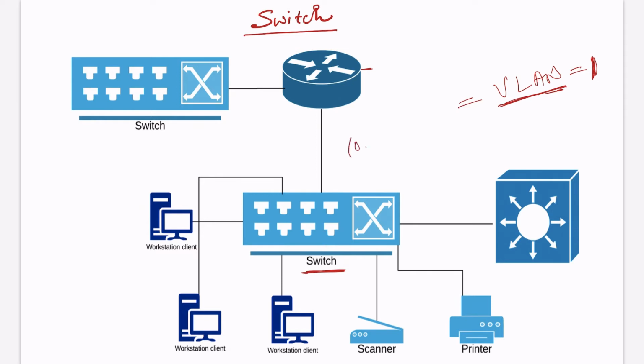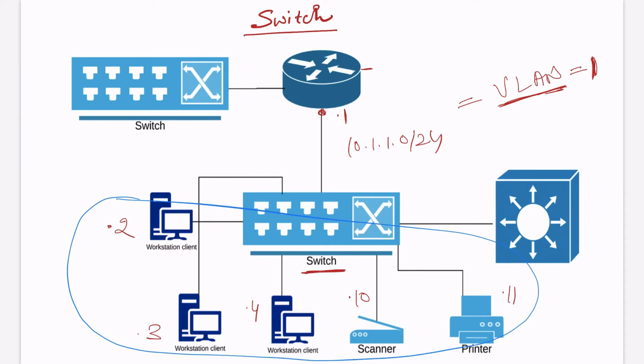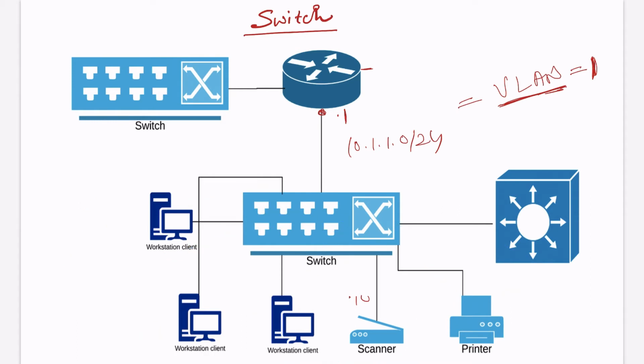Let's say the segment is 10.1.1.0/24. So you can assign the IP .2 here, .3 here, .4 here, .10 here, .11 here, and you can set up a gateway that is .1. So all of these devices, these 5, will be able to communicate directly. These do not need to go to this router because these are part of same network. Means if this workstation has to talk to this printer, the traffic will go like this. I mean to say the traffic will not go like this because these are in same segment.